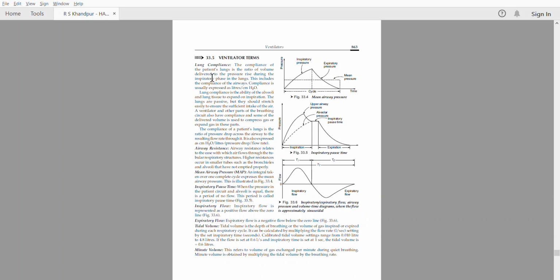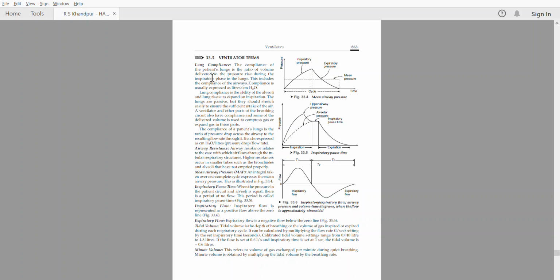Airway resistance comes into play. It relates to the ease with which air flows through the tubular respiratory structure. Here the resistance occurs in smaller tubes such as the bronchioles and alveoli, which are emptied. They have predefined resistance values, and if the resistance is more, then there is a problem. Next is mean airway pressure, an integral taken over the complete cycle.